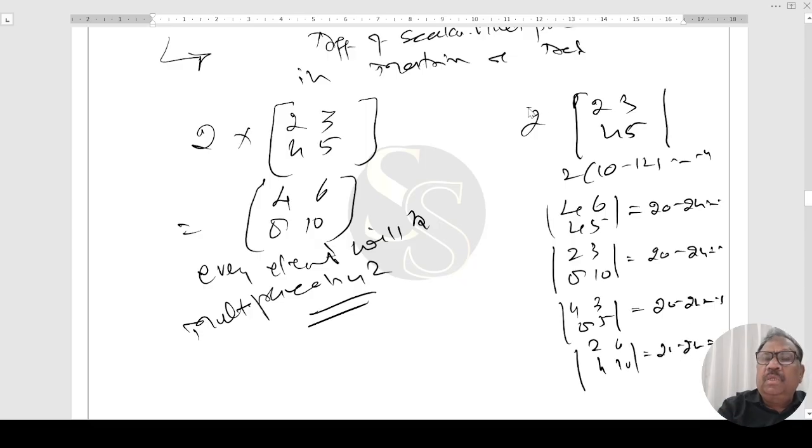Means in this case, this scalar will be multiplied by any one of the rows or any one of the columns. Either one row will be multiplied or one column will be multiplied. In this case, every element will be multiplied that way. That is the basic difference.